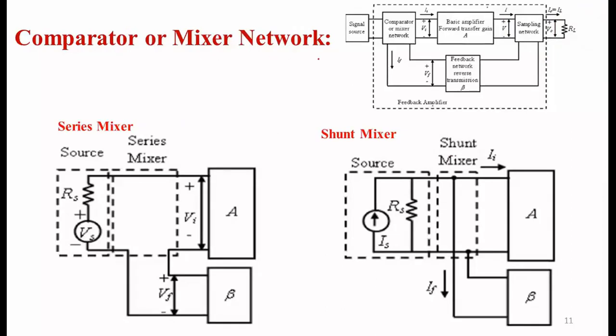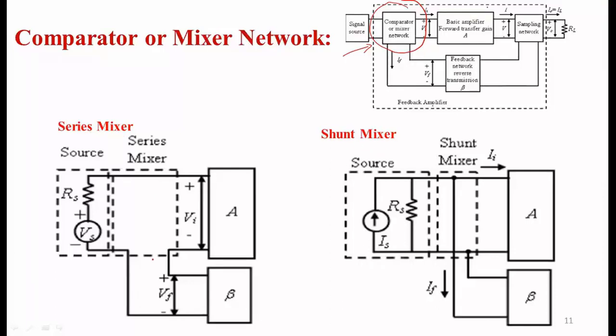comparator or mixer network, by which we connect the output of the feedback network to the input of the amplifier. Here we mix the output of the feedback network with the input voltage source. This is the input voltage source, and if we mix these two sources, the result of this mixer is given to the input of the basic amplifier. So this is also of two types. One is the series mixer, another is the shunt mixer.